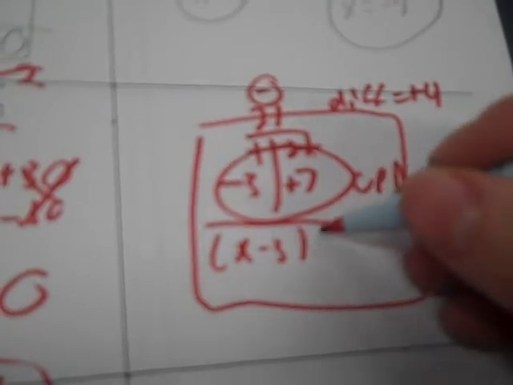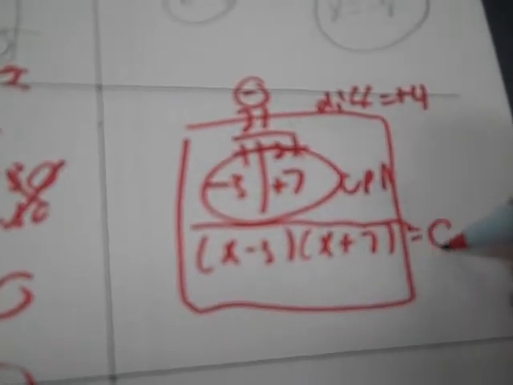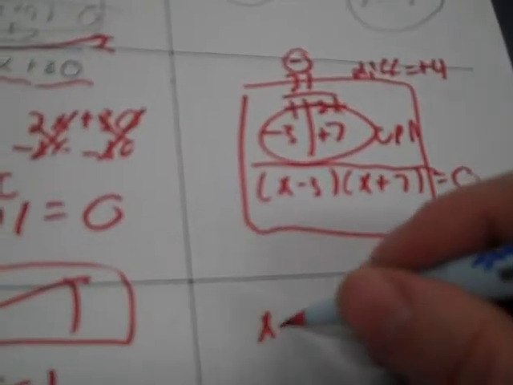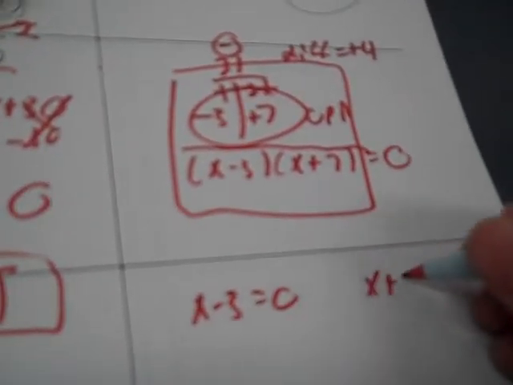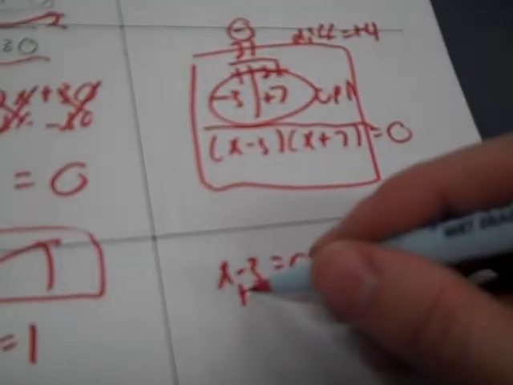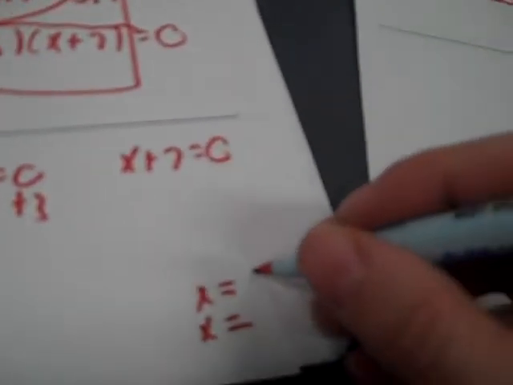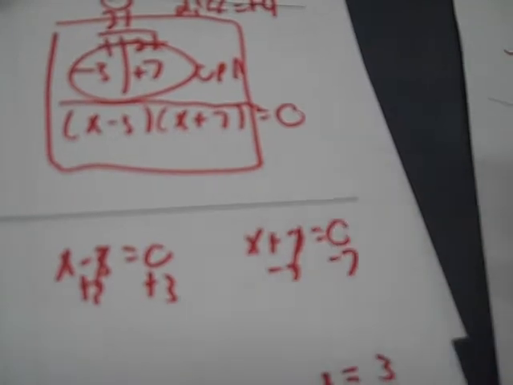x minus 3, x plus 7 equals 0. So obviously we know there are two answers. So x minus 3 equals 0, x plus 7 equals 0. So I'm going to be adding a 3, and I'm going to be minusing a 7. Bam.